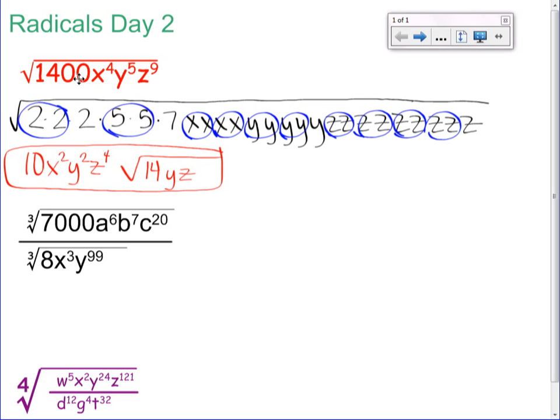Questions? Okay, it is a lot of work. We're not going to write out the variables from now on. Okay, but I just wanted you to see what we were doing. We're especially not going to do this because on the next problem we're not going to write 99 y's. That would be ridiculous.